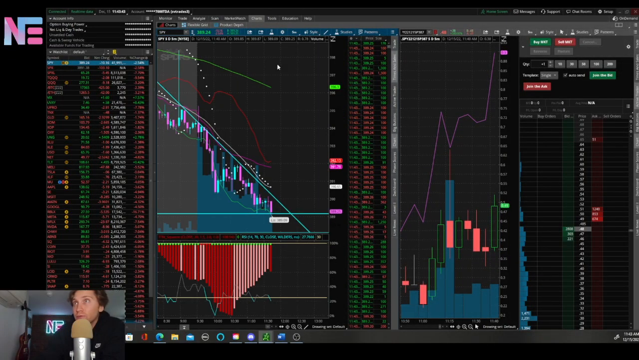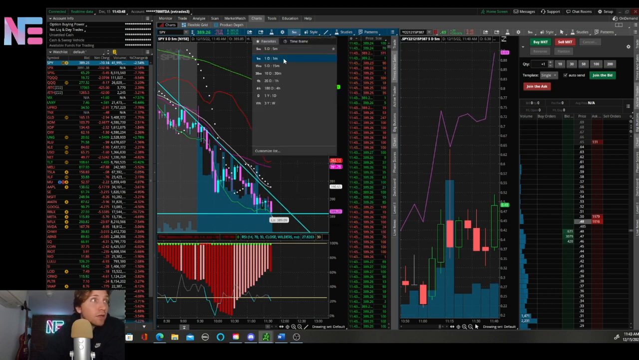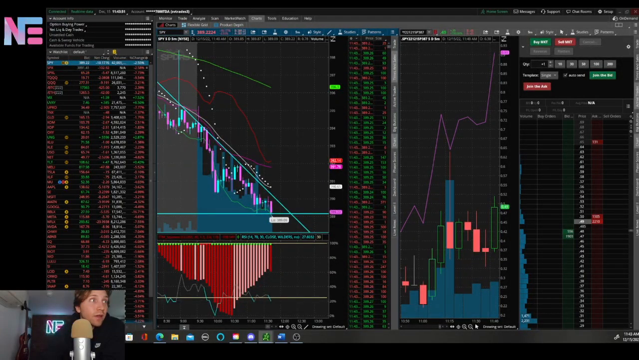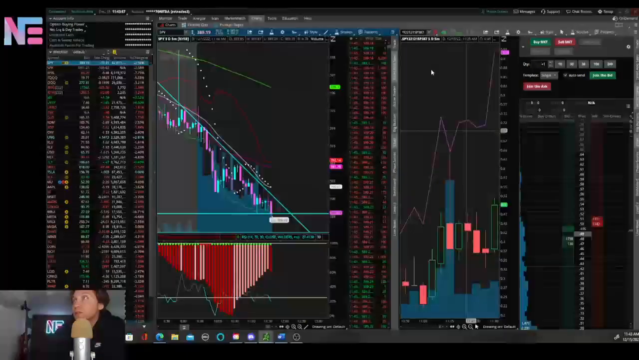So if I go back to my 5-minute, it looks really weak. Tried to break down here. I could look at my 1-minute chart, and the 1-minute actually looks really good as well for some negative activity. I don't see a lot of opportunities, so if I lose money on this trade, this is all your fault. I'm looking at the 387 puts right now.